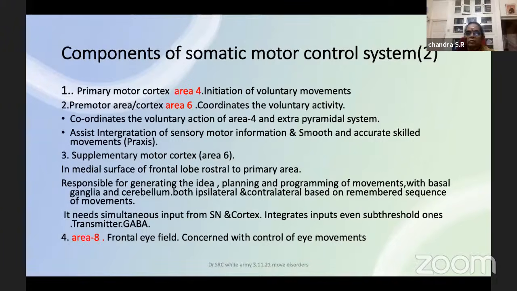So we'll go one by one. What are these systems? One is the primary motor cortex, which is area 4. And it is concerned with initiation of voluntary movement. So area 4, initiation of voluntary movement on the opposite side.